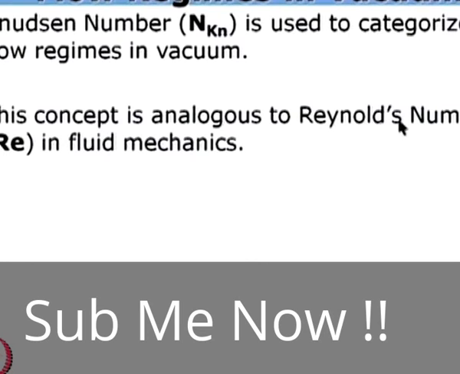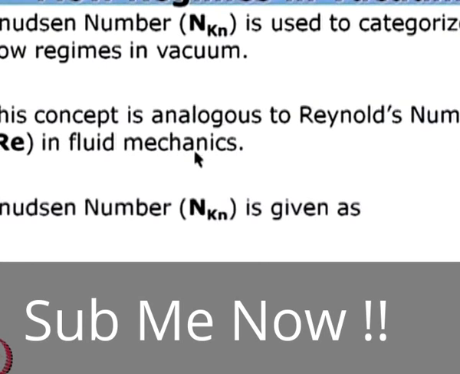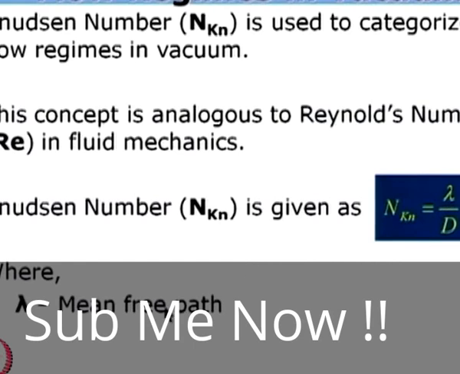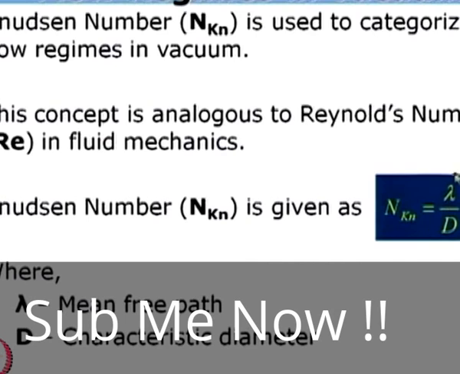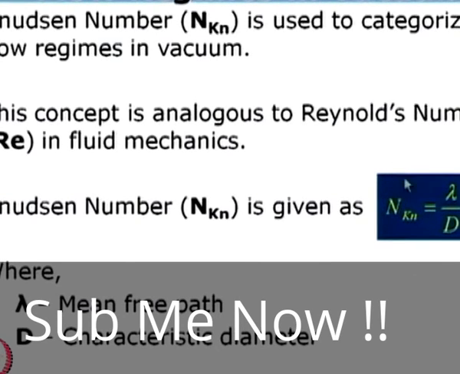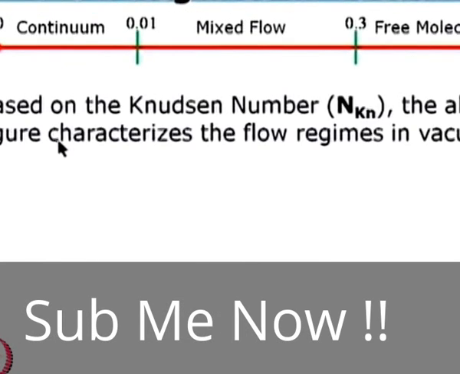This concept is analogous to the Reynolds number in fluid mechanics, and the Knudsen number Kn is given as Kn equal to lambda by d, where lambda is the mean free path and d is the characteristic diameter or dimension. As we have lower and lower pressure, the value of lambda will go on increasing. That means the Knudsen number will go on increasing as we get better and better vacuum. And according to the value of the Knudsen number, we will have different flow regimes in vacuum.